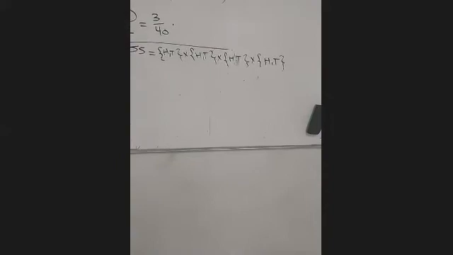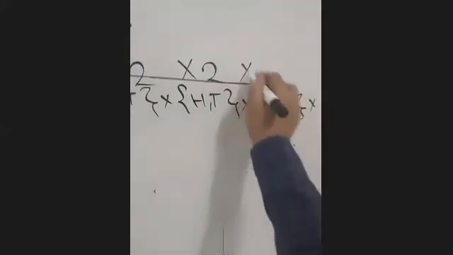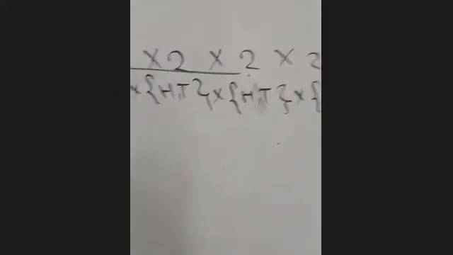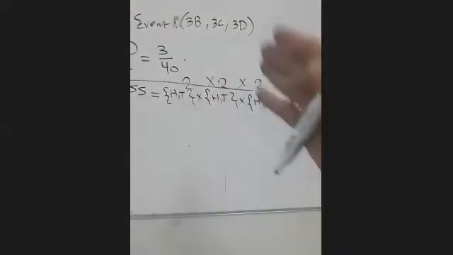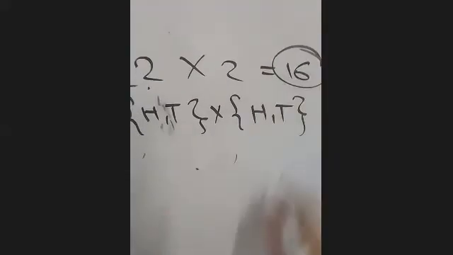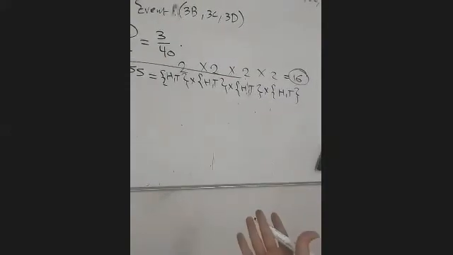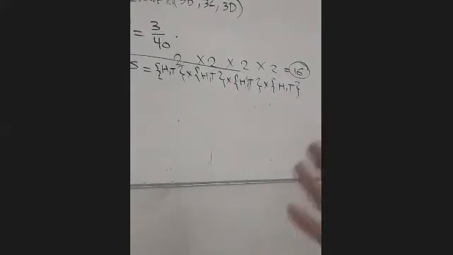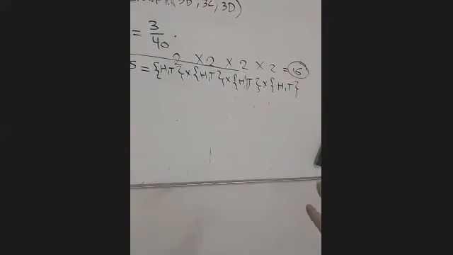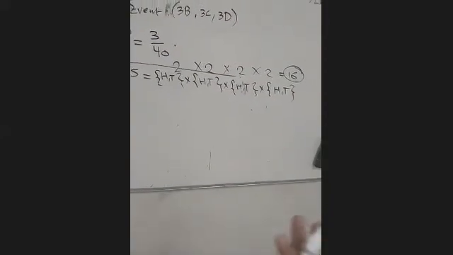Here we have 2, here we have 2, here we have 2, and here we have 2. So 2 times 2 times 2 times 2, we have 16 outcomes. But is there a need to write the sample space? No, no need to write the sample space. But if you want to write it, it's easy.